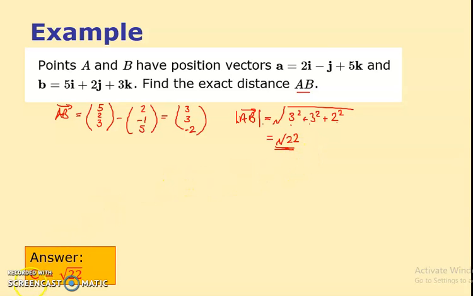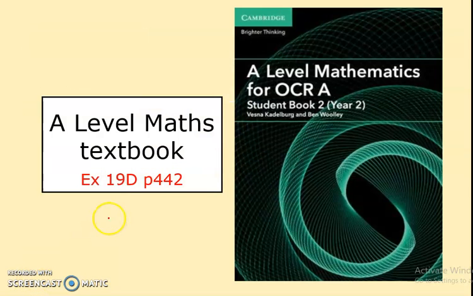That says C. I don't know why it says C. That should have said magnitude of AB. There you go. That's the end of the lesson. 8 minutes gone, and we're sorted.